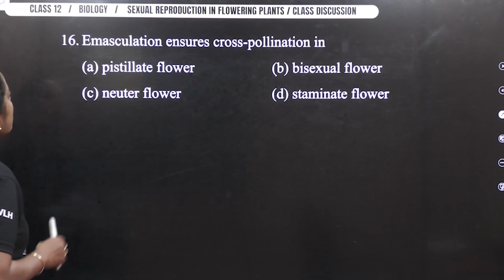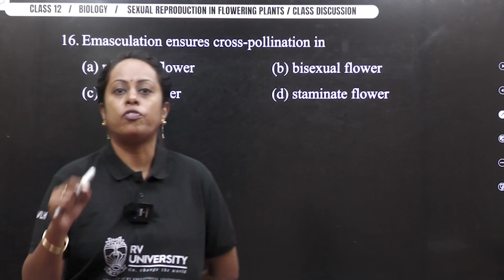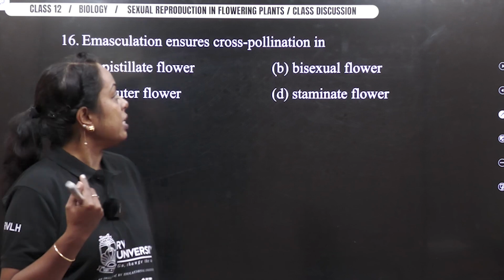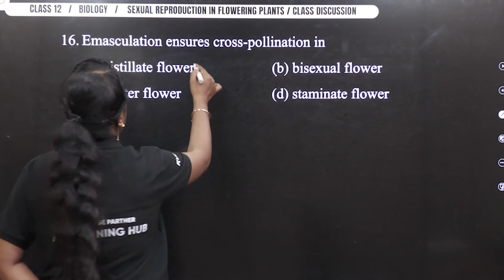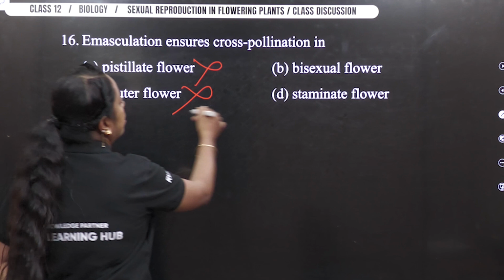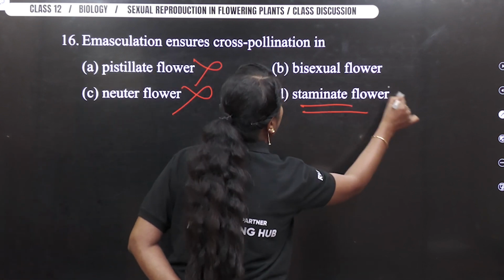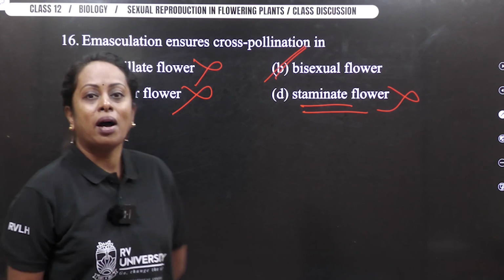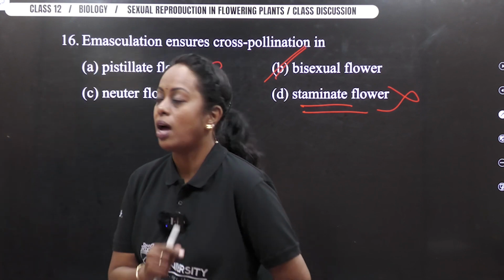Next, emasculation is removal of the stamen before the flower anther undergoes dehiscence. So it's not pistillate, it's not nectar, it's not staminate. It's said to be seen in bisexual. So go ahead, mark your answer as bisexual flowers.